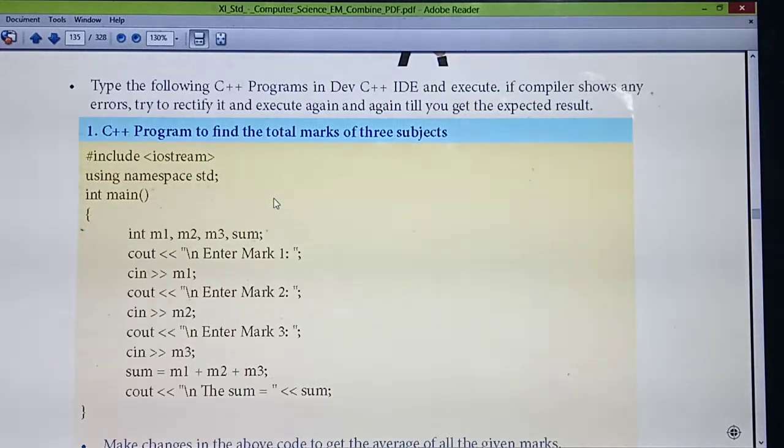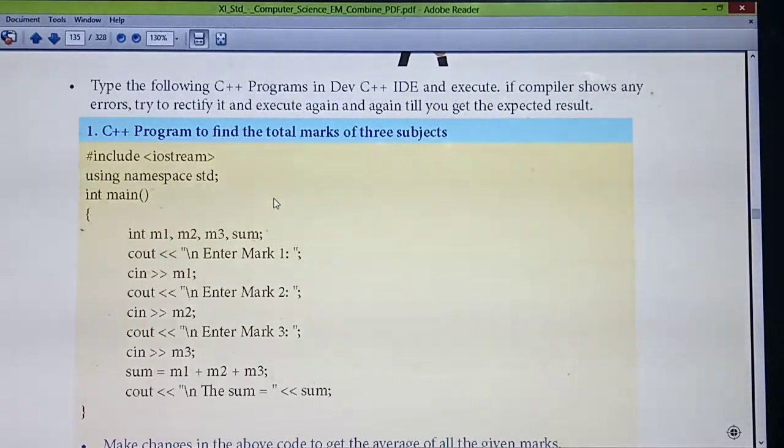You will add the 3 subject marks and store the result in one variable. Understand? So 3 subject marks you need. How many variables do you need? 3 variables, and you are also adding the 3 subject marks and storing the result in another variable. So how many variables do you need? 4 variables. Understand? So you are going to write a C++ program.